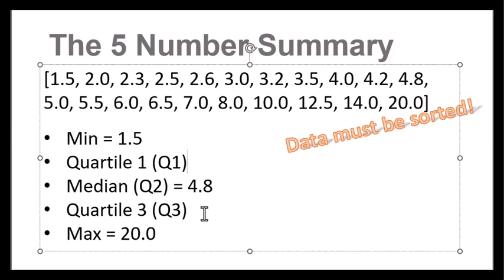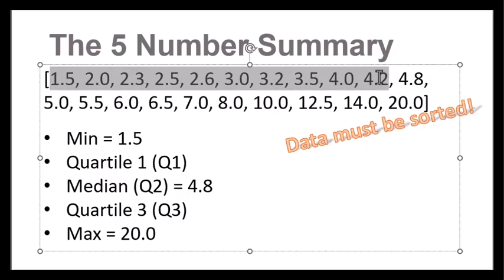Then quartile 1 and quartile 3 are essentially medians of the first half of the values and the second half of the values. These are also equivalent to the 25th and 75th percentile marks. So they represent the first quarter and the last quarter of the data. For quartile 1, I want to look at the first half of the list and find its median.